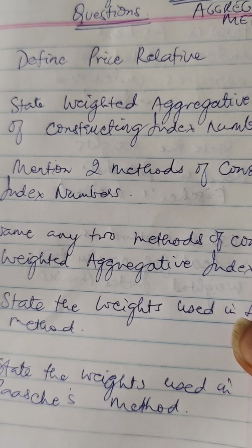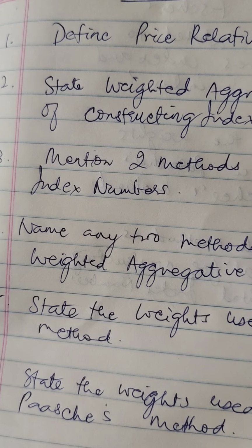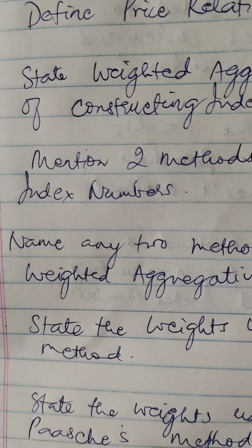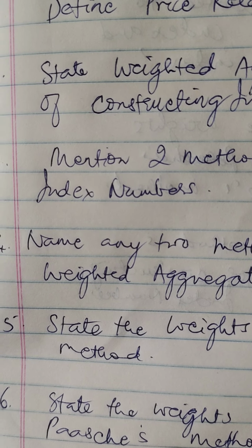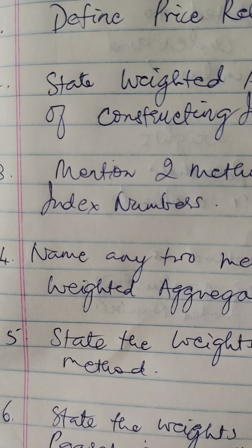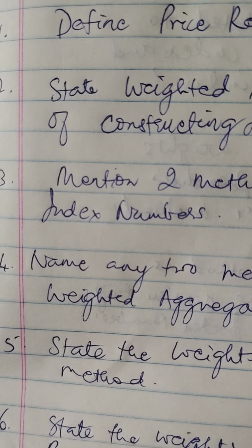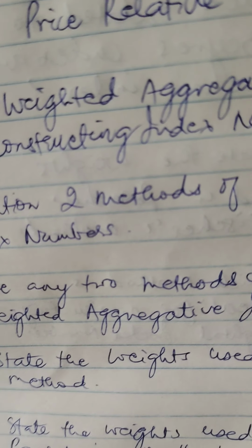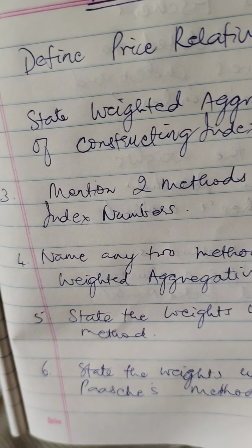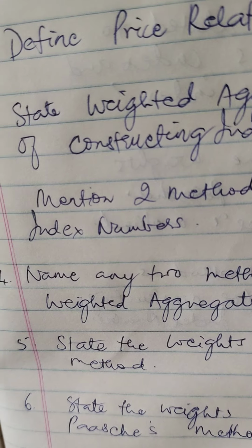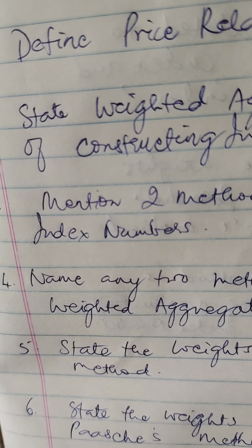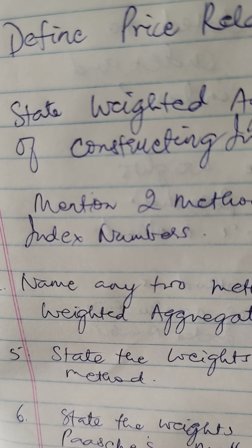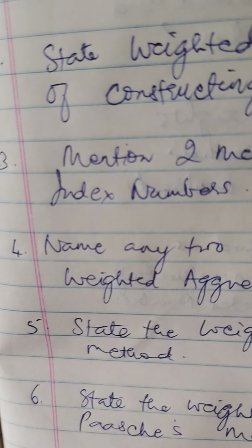Define a price relative. So price relative may be defined as a percentage ratio of the value of a variable in the current year to its value in the base year. So it's a percentage ratio of a variable or a commodity here. Let's just make it very clear, it is a commodity, okay? So the commodity in question that you're talking about. So it's a percentage ratio of the value of a variable or commodity in the current year to the value in the base year.